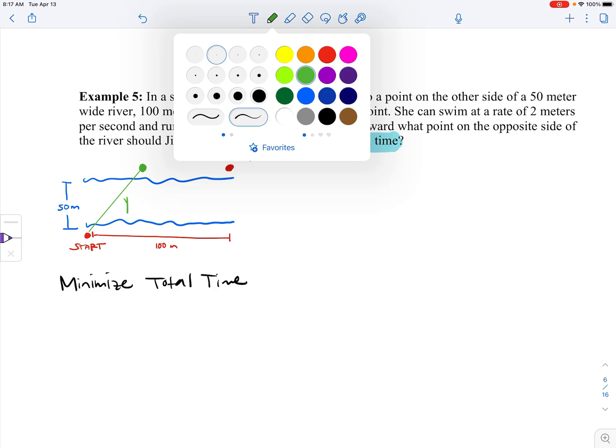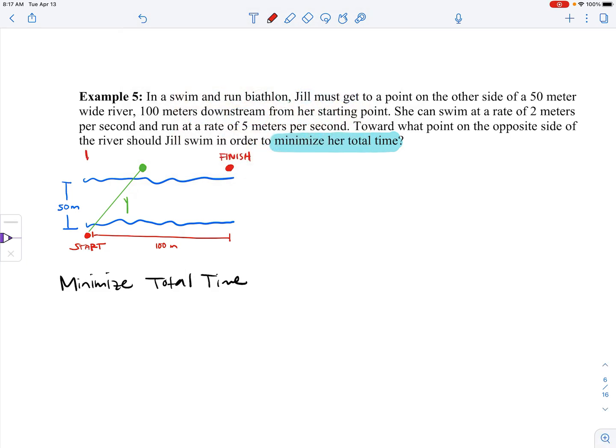And now we know that from the starting point to the finishing point is 100 meters. So I can label the opposite side of the river, like I can label the distance from the starting point to where she swims to. I can call that distance x, or you could choose another variable, it's up to you, which would then make the distance from the point that she swims to the finishing line 100 minus x.